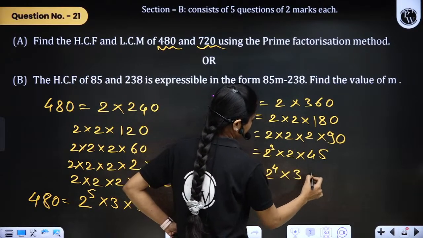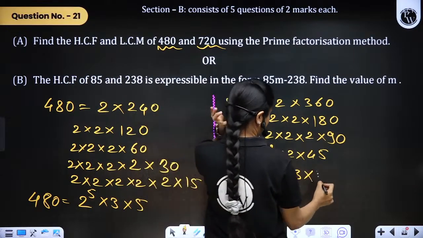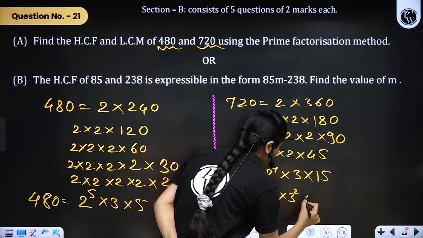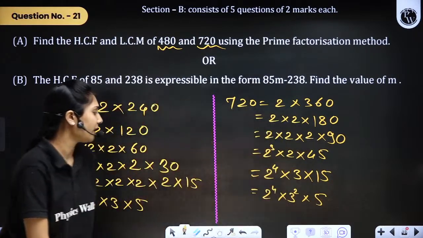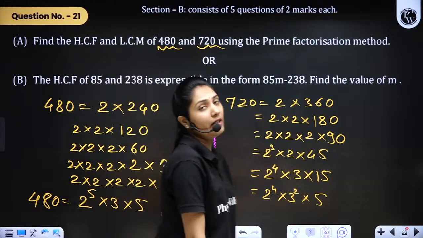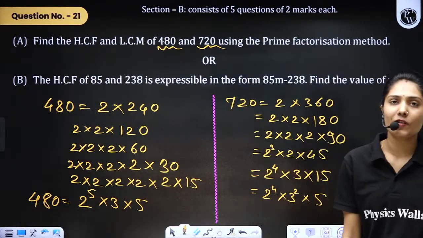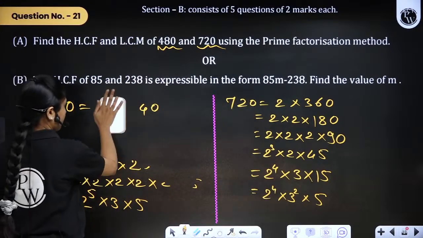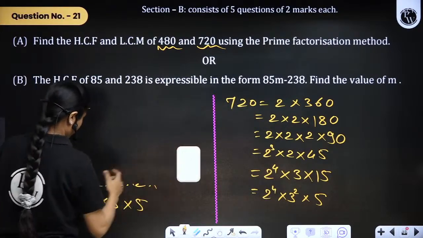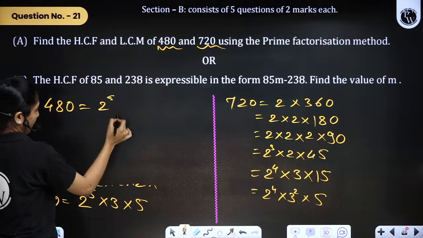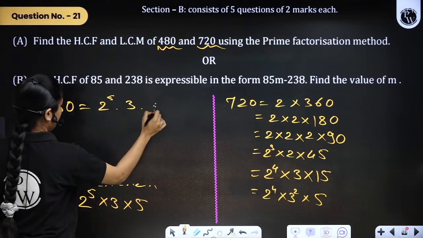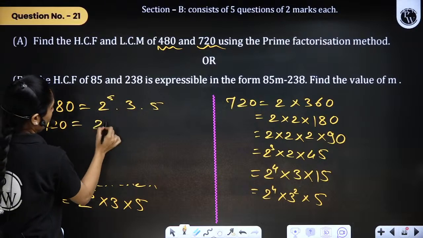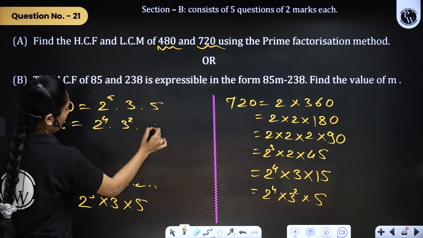Then with 3, so 3 ones are and 5s are. So it's 2 power 4, 3 power 2 into 5. That's the prime factorization for 720. Okay. Now since we got the prime factorization, I'm just writing it directly here. 2, 5, then 3, then 5. And for 720, it's 2 to the power 4, 3 squared and 5.